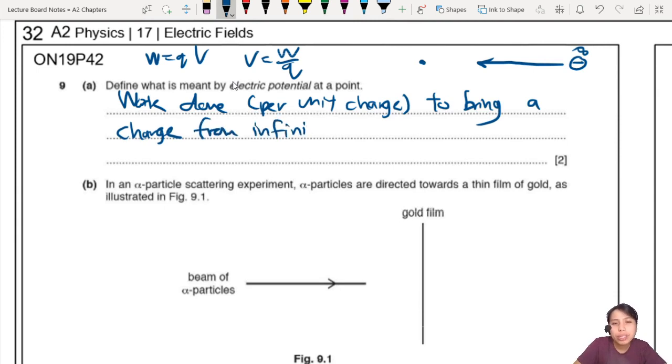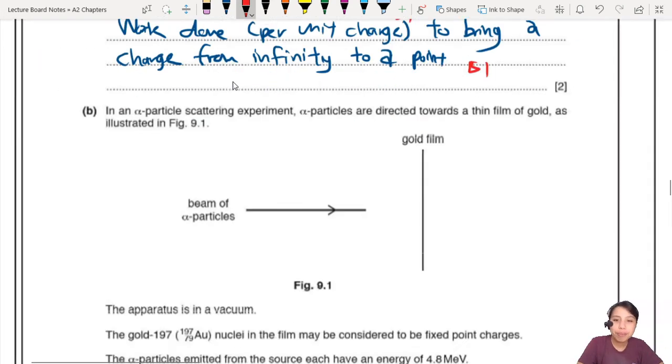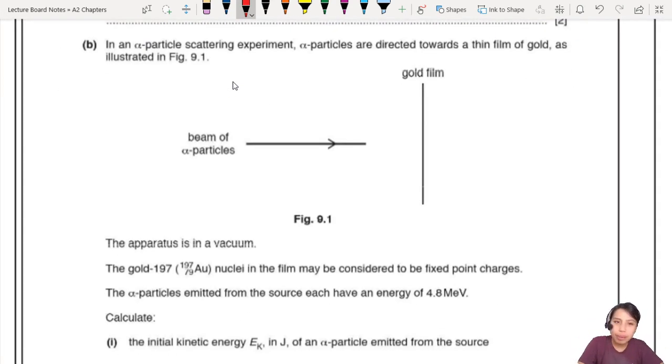Do you want to add "to a point"? No need lah. But if you feel like very free and the sentence is incomplete, sure, "to a point." Infinitely far away to a point. 2 marks. 1 is from work done per unit charge. Final mark is from infinity to a point. Done. This looks really familiar though.